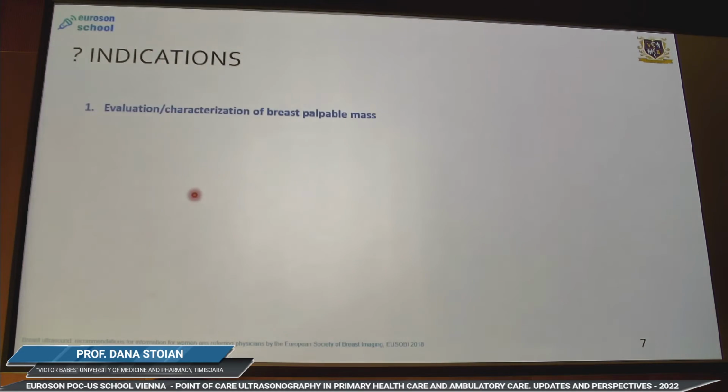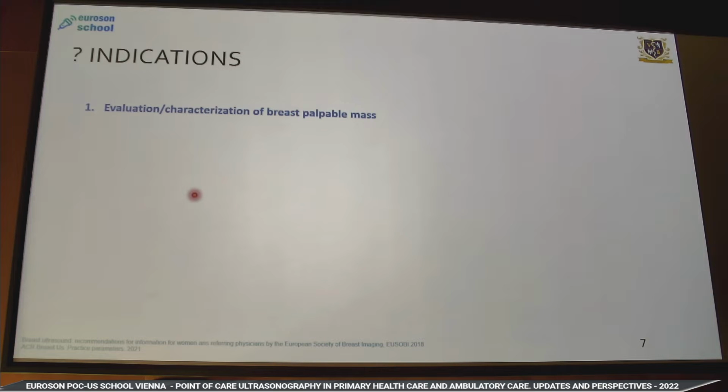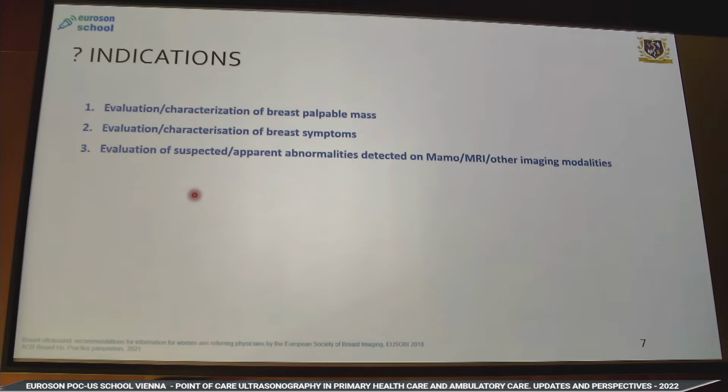What are the current indications for ultrasound? Whenever I have a palpable breast mass, as Matteo talked about yesterday, it's a focused, symptom-type ultrasound, and you should perform it. Breast symptoms can be evaluated. Whenever I have abnormalities, re-emphasized, these are ACR and there will also be guidelines.